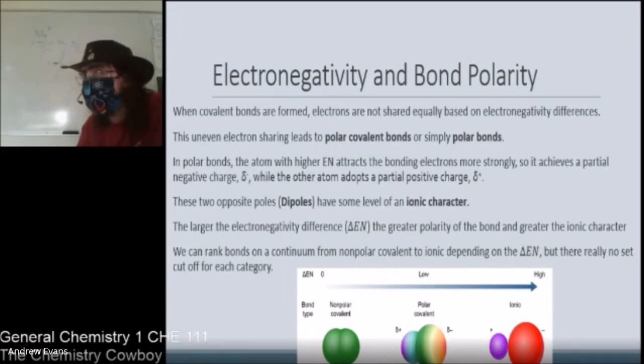Why does water dissolve alcohol? Why does water dissolve acetone? Why does water dissolve these ionic compounds? It's because it's going to have this dipole in there. These dipoles can interact with the ions. The larger the electronegativity difference, the greater the polarity we can see. So we could rank these guys going from purely covalent to polar covalent all the way to ionic based on how big a difference they are.